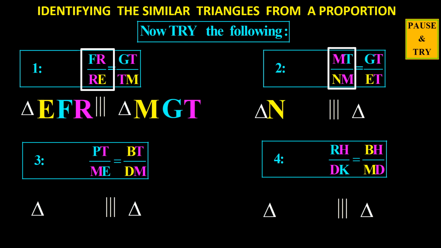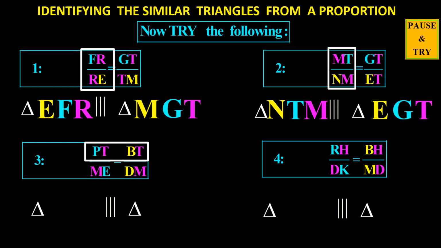MTN. So MT is opposite N. NM is opposite T. And then the third letter is a M. GTE, so I need an E. ET is opposite G, and the third letter has to be a T. Okay, let's look at the next one.